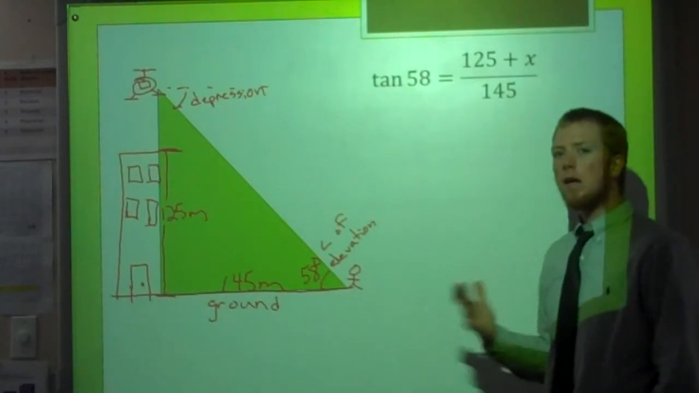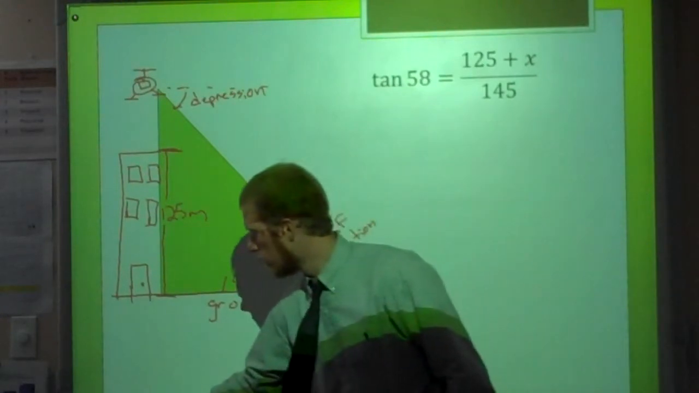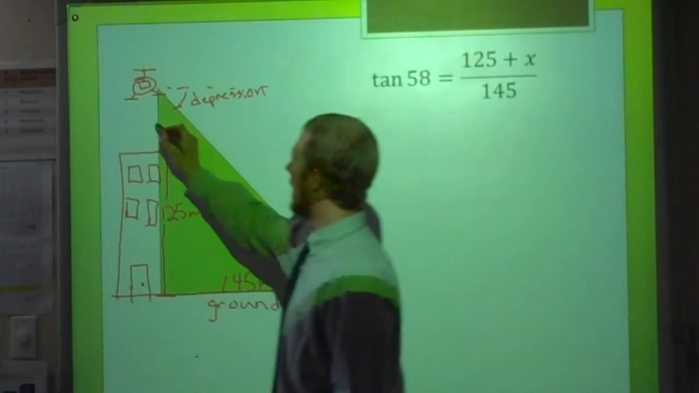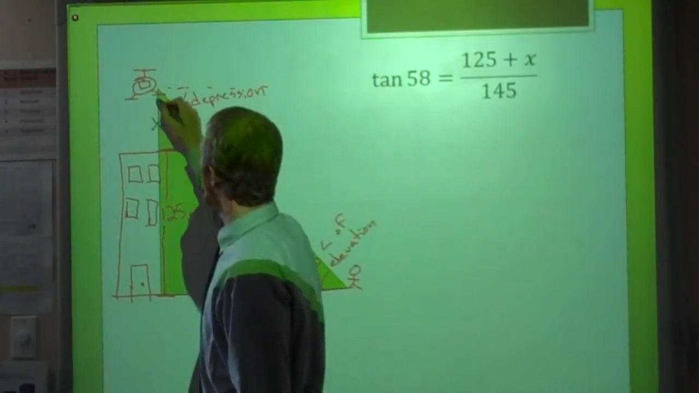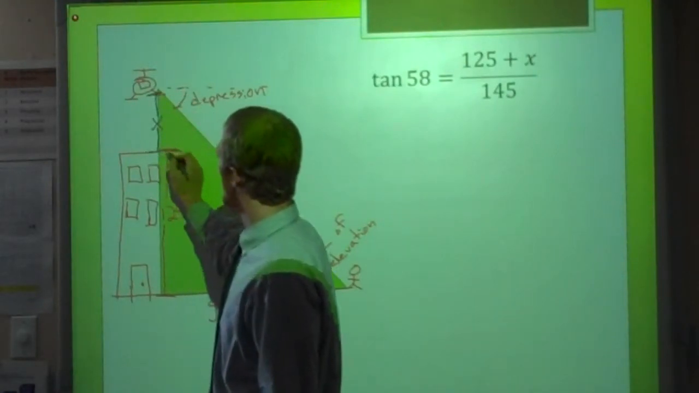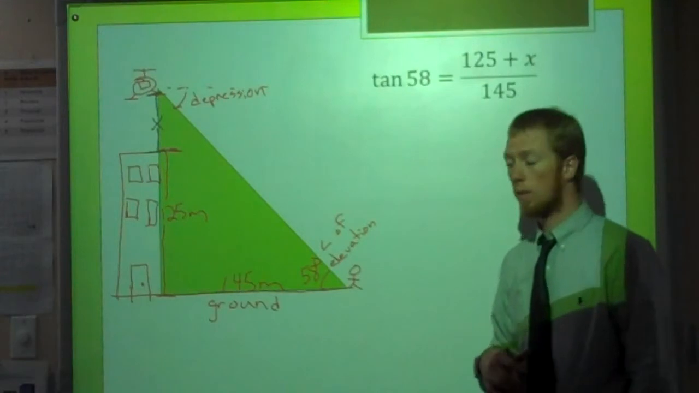Alright, now the next thing I need to do is define my variables. We're going to switch colors here. We're going to go to black. We're going to throw in an x right here. What I'm looking for is the distance from the top of my triangle to the roof.